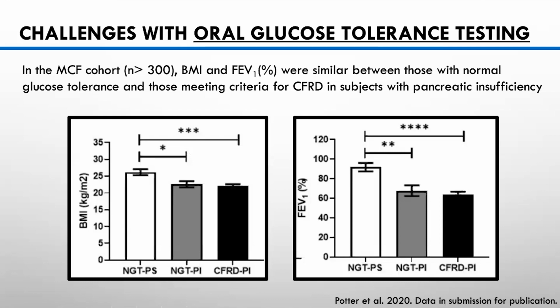Going back again to the big cohort we have in Montreal, if we classify people from NGT, normal glucose tolerance, to CFRD, cystic fibrosis related diabetes, but we add a very simple additional characteristic, which is pancreatic insufficiency or pancreatic sufficiency, which is rare but still can happen in cystic fibrosis related diabetes, we can see that we can more clearly relate the BMI and FEV1, two key factors in CF management, to pancreatic sufficiency versus insufficiency, rather than diabetes versus no diabetes.